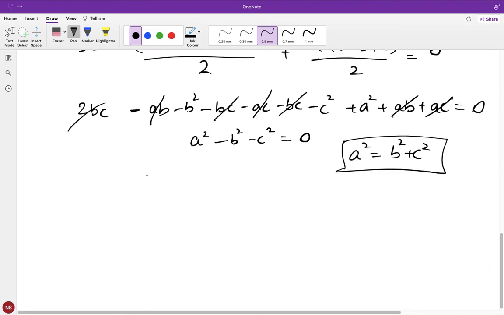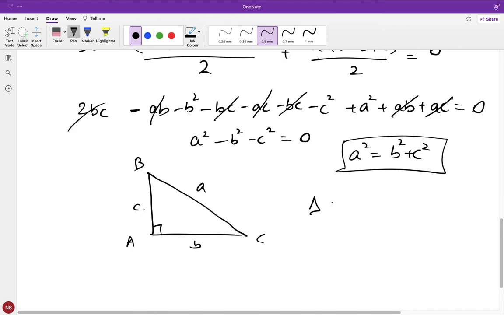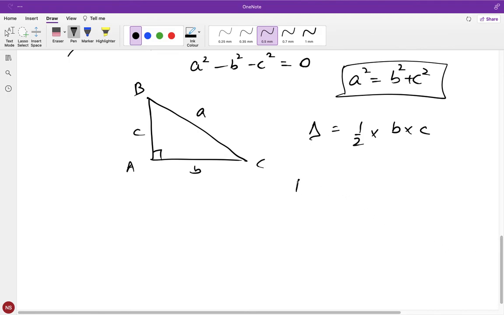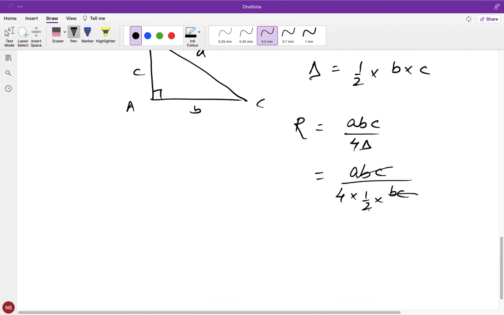So if this is the triangle, this is a right angle triangle property, right? Hypotenuse. So this is A, this is B, this is C, this is a right angle triangle. So area of this triangle is what? Half into base into height, half into B into C, right? And we know that R is equal to ABC by 4 delta. ABC by 4 into half into BC, right? BC and BC are cancelled, so this R is equal to A by 2.